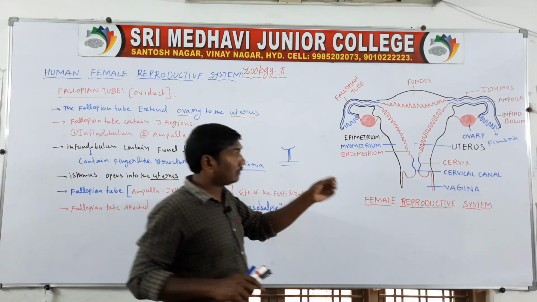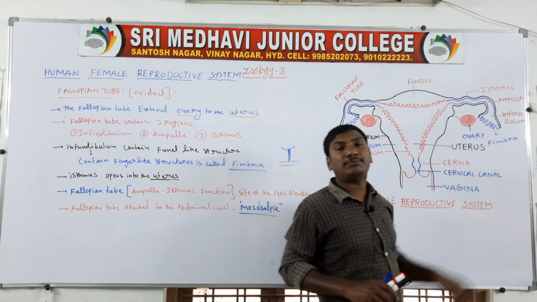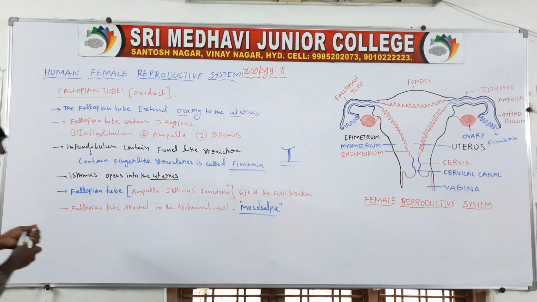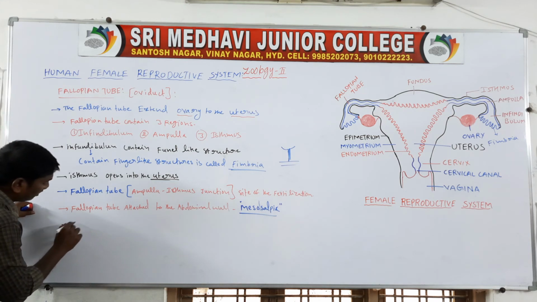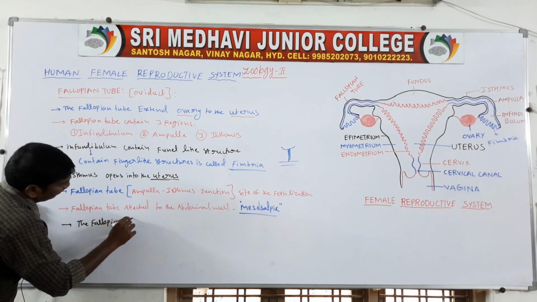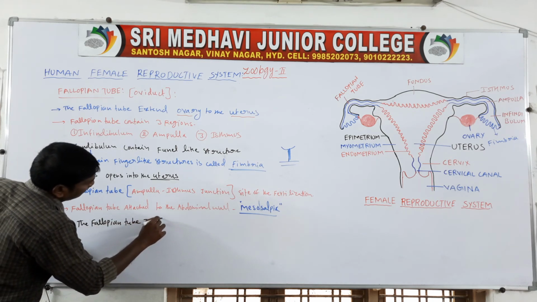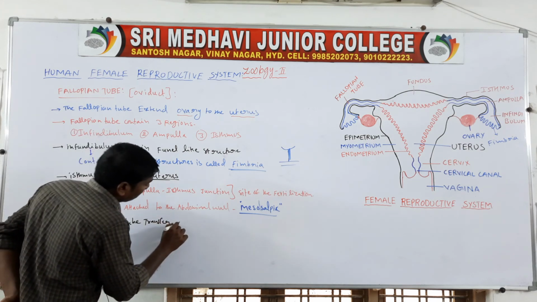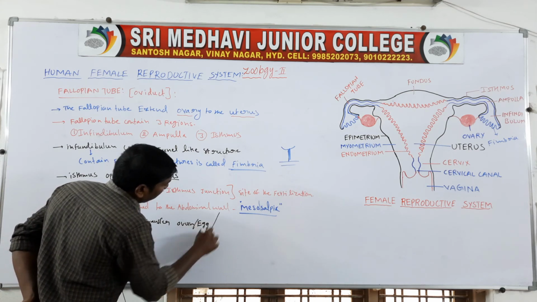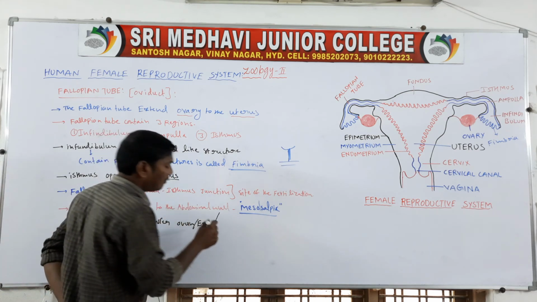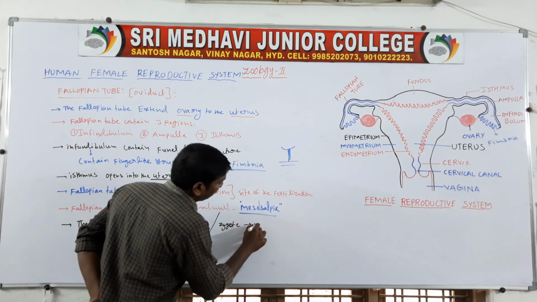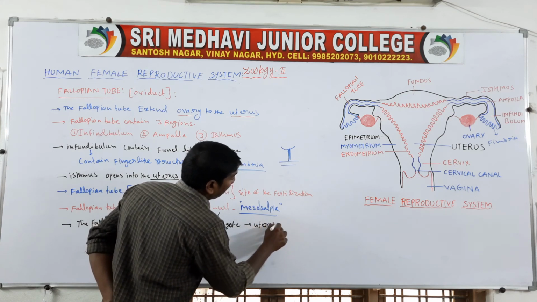Next one, the fallopian tube transfers the ovum, meaning egg, or at the time of fertilization the zygote, from the ovary to the uterus through peristaltic movements.